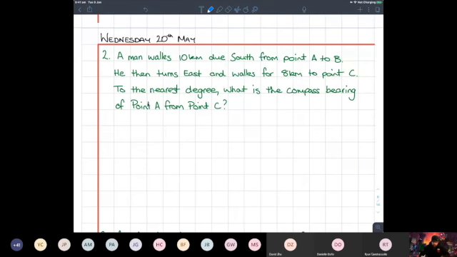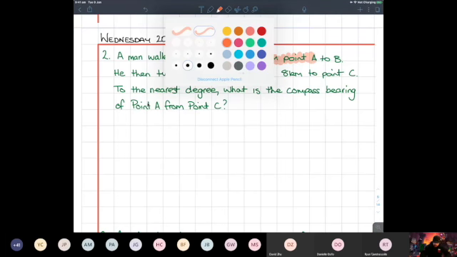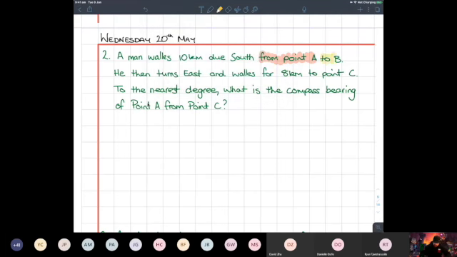So a man walks 10 kilometers south from point A to point B. So there's the from, so point A is our start, and there's the to, point B is our destination. So if we draw that, 10 k's due south. So if that's point A, we go exactly south. We go 10 kilometers south, and there's point B.